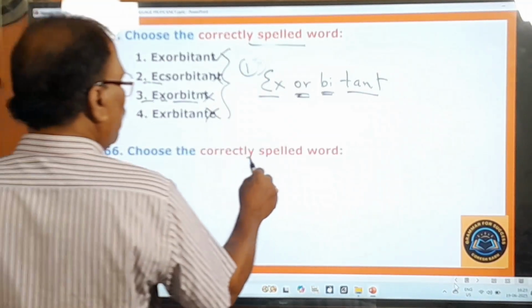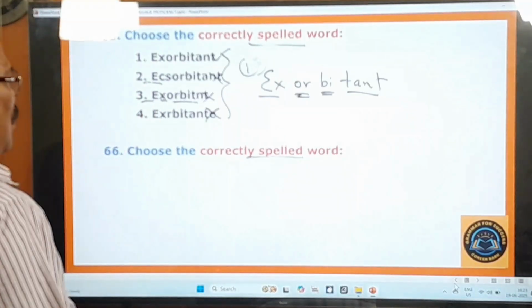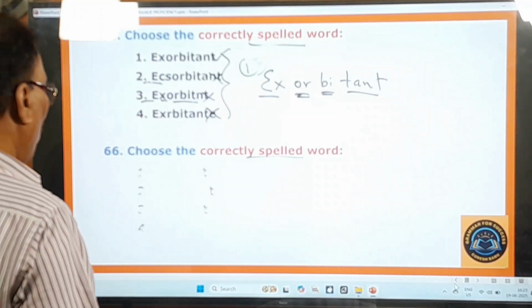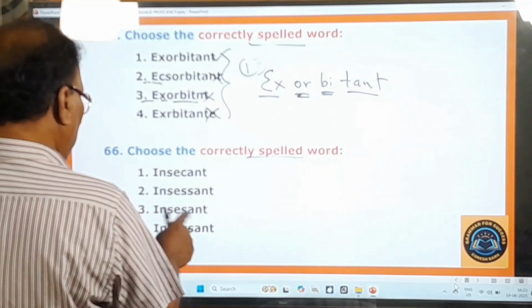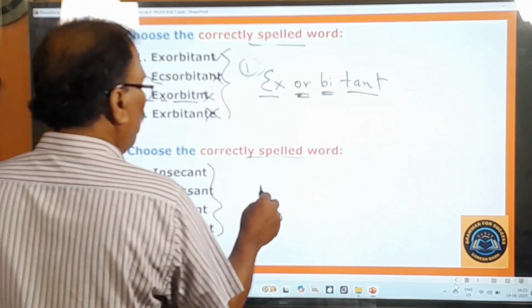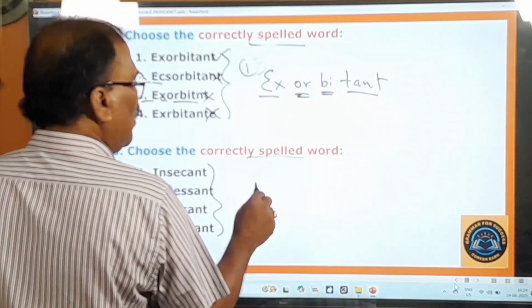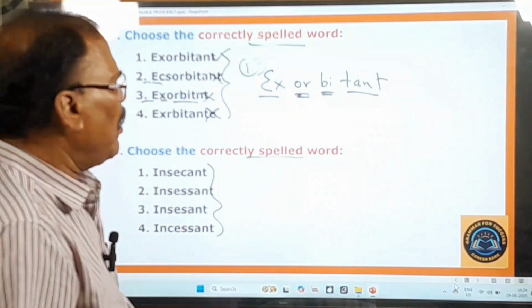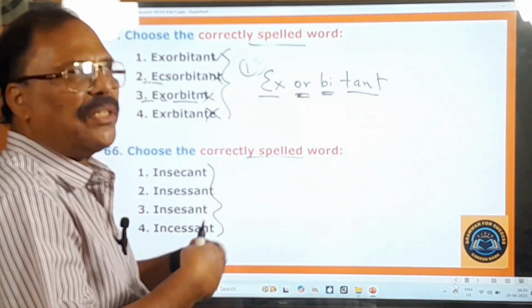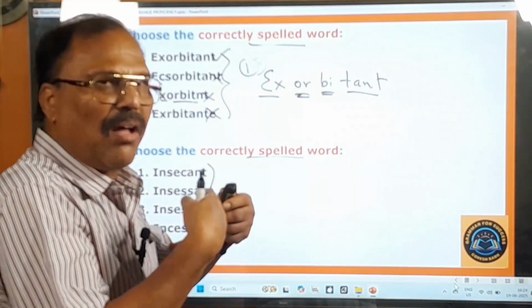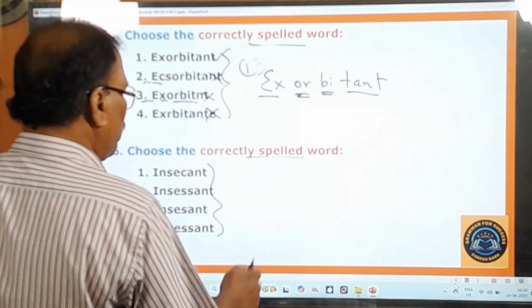Choose the correctly spelled word. Again, he is asking you to choose the correctly spelled word. What is the word given this time? Incessant. So this is all about the word incessant. Okay. Incessant means non-stop. So here exorbitant means excessive. So here incessant means continuous, or non-stop. Okay, now you look at the spelling of this word.